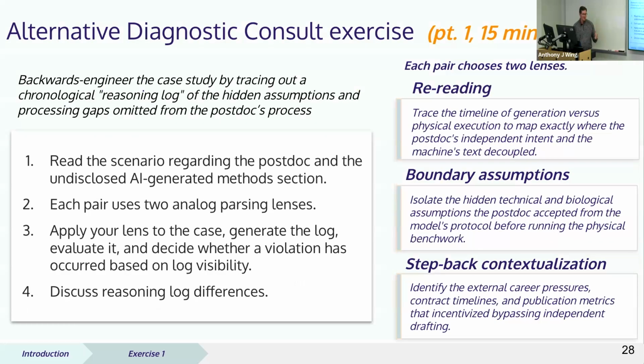But if you don't want to use a model, and this is also a little bit of a workshop for me, I'm just trying some things out here. I know that we had some folks last time that didn't really want to use them. So this is an alternative exercise that you can do to go through some similar thought experiments. You will backwards engineer the case study by tracing out a chronological reasoning log of the hidden assumptions and processing gaps submitted from the postdoc's process. That will help you communicate with one another. And you'll choose 2 of these 3 in order to carry it out.